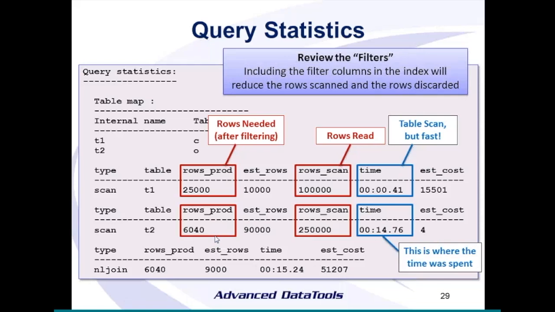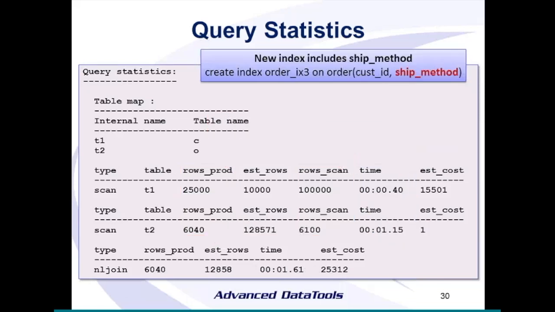Now, using a new index where all I've done is add the ship method to the index, we're still going in by customer ID, but now we can apply ship method to retrieve the records that we really need. We see a big difference in the rows scanned here. Even though it says scanned, it's an index scan. That doesn't mean a table scan.